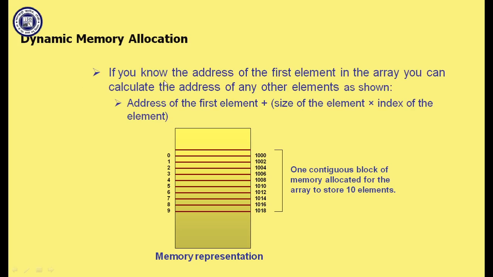Here, if you know the address of the first element in the array, you can calculate the address of any of the elements given in the array. How can you calculate this? You can calculate this by using the formula: the address of the first element plus the size of the element into the index of the given element. So the first element gives you the base address. In this case, it is 1000.